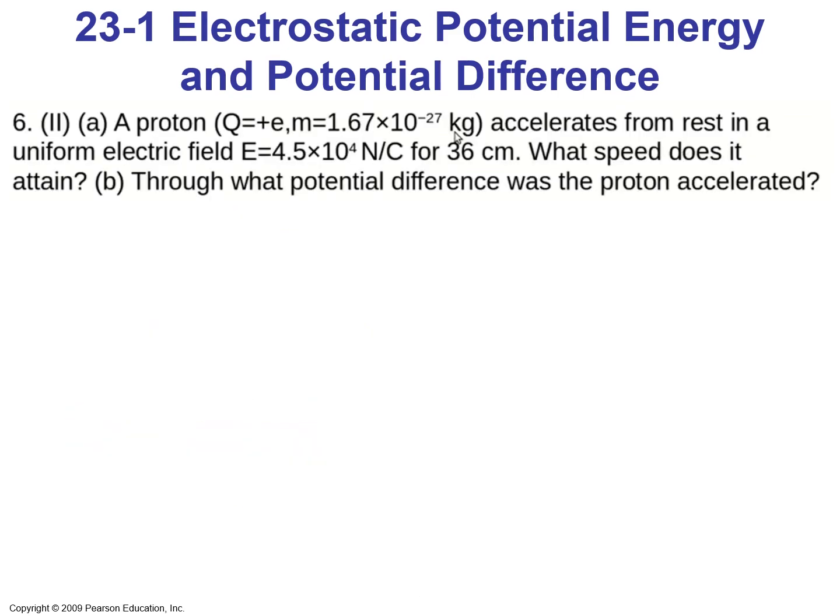Okay, example time. Problem number 6 in the book. Part A. A proton with a charge of Q equals plus e and a mass of 1.67 times 10 to the power minus 27 kilograms accelerates from rest in a uniform electric field of E equals 4.5 times 10 to the power 4 newtons per coulomb for 36 centimeters. What speed does it attain? And B, through what potential difference was the proton accelerated?